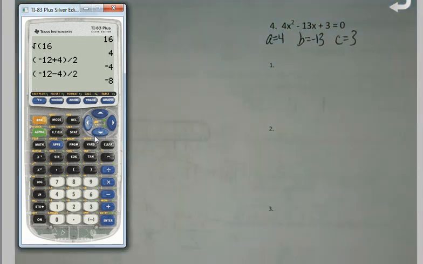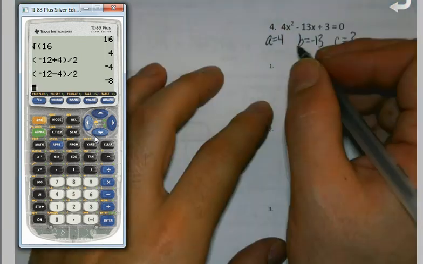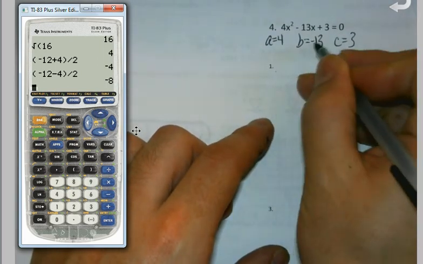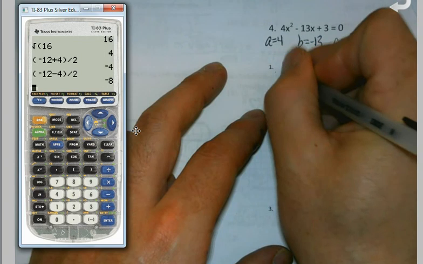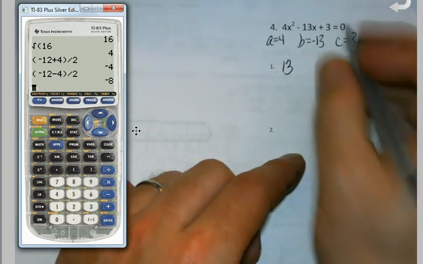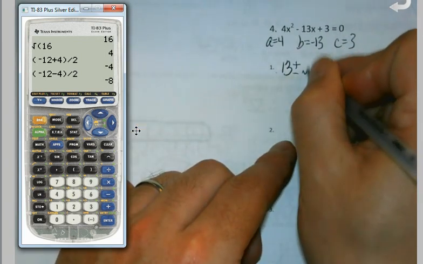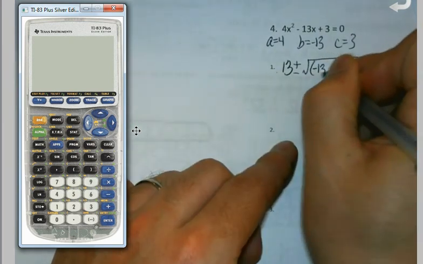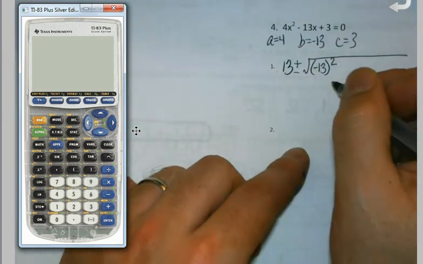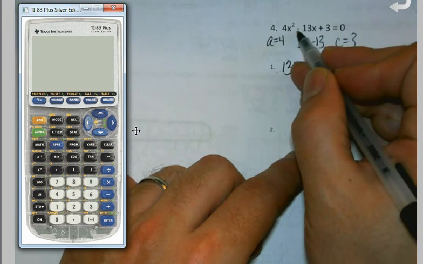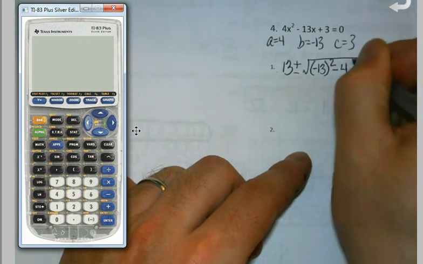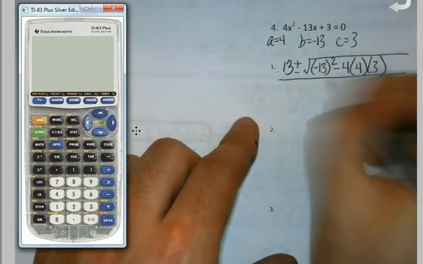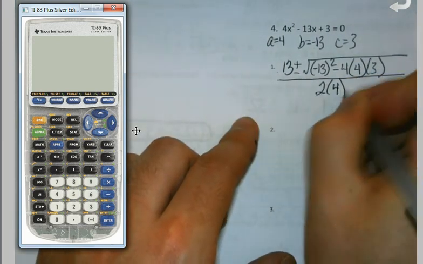So once I get those set, again, I'm just going to type them, kind of put them into what the formula is going to be. So negative B, the opposite of negative 13, is positive 13. Make sure I get that set right away. And then the square root of B squared, so negative 13 squared. I got to pay attention to signs that are in front. Minus 4AC, all over 2 times A.